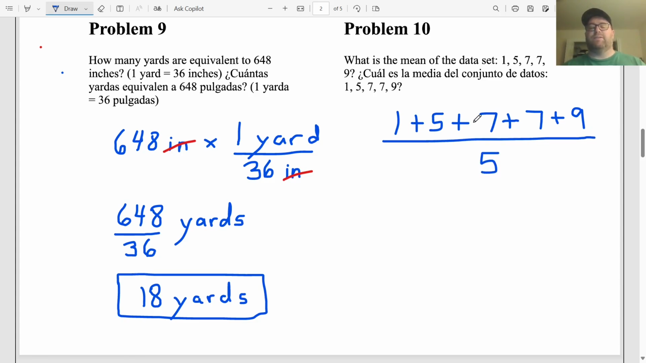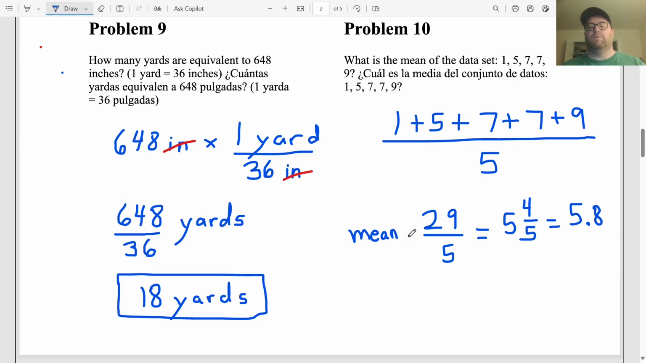1 plus 5 is 6. 6 plus 7 is 13. 13 plus 7 is 20. And 20 plus 9 is going to be 29. So our mean is going to be 29 divided by 5. That's going to be 5 4/5, or 5.8. So that's going to be our mean, 5.8. All right, let's keep going.